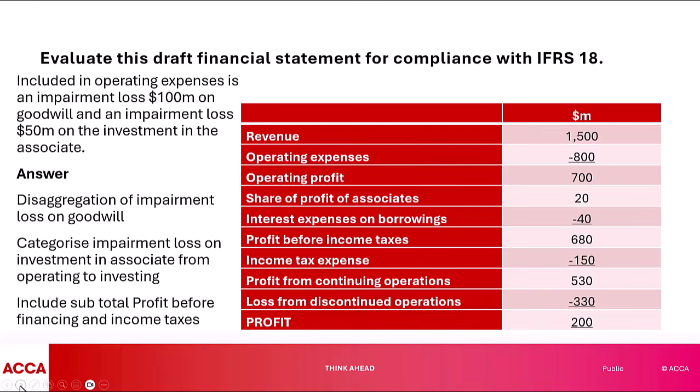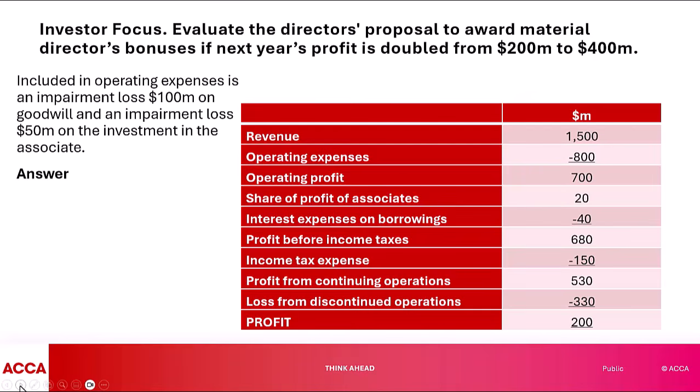So from an IFRS 18 perspective, there are three distinct things wrong with this profit and loss account, the way it's presented. And you need to have the skill, you need to have the knowledge, first of all, and then you need to be able to apply that knowledge, identify it, explain it, and if necessary, even correct it. All right, well done. Now I'm going to keep on banging on.